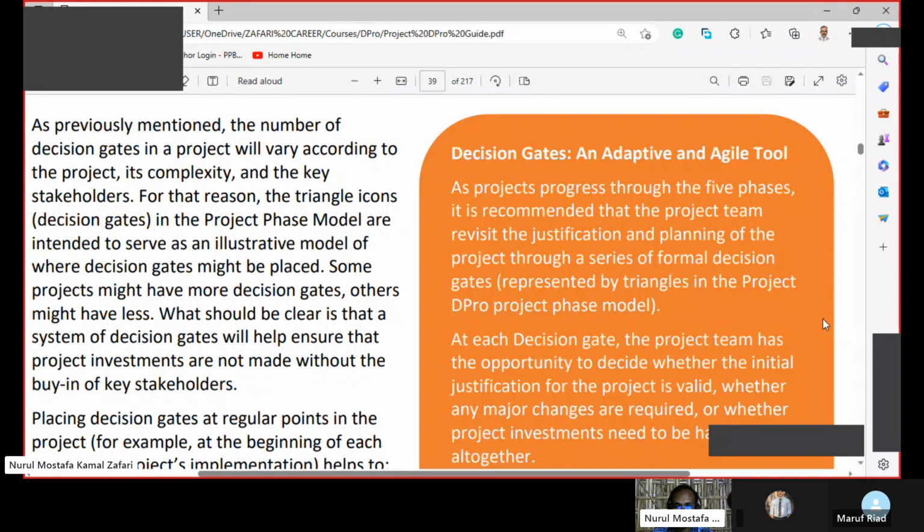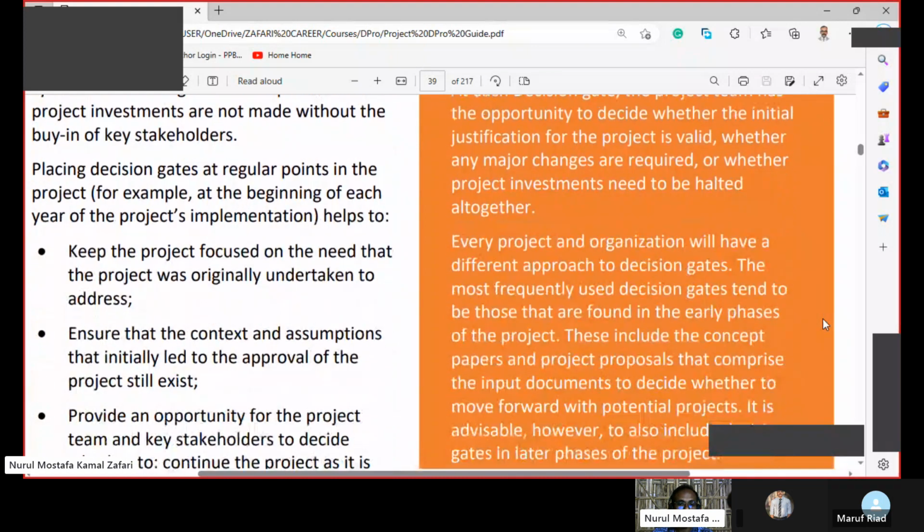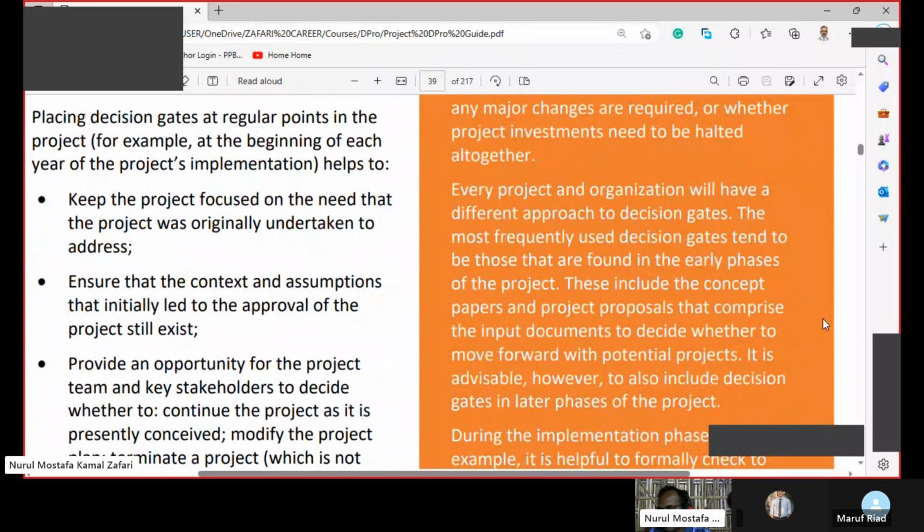Placing decision gates at regular points in the project, for example, at the beginning of each year of the project's implementation, helps to keep the project focused on the need that the project was originally undertaken to address.